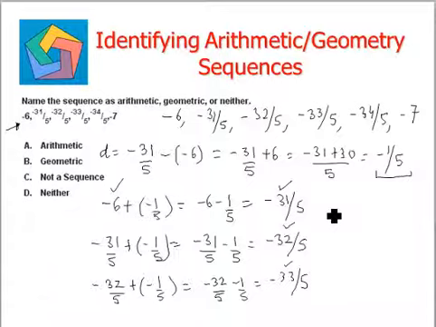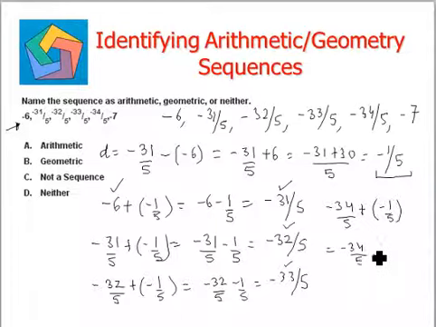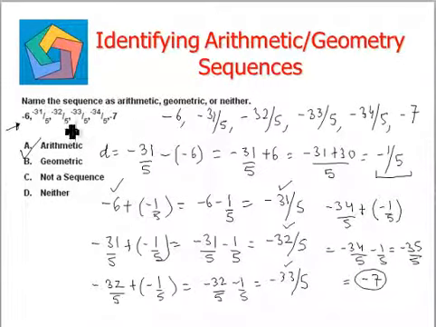We have negative 34 by 5 plus negative 1/5. This is equal to negative 34 by 5 minus 1/5, which is equal to negative 35 by 5, and this is equal to negative 7. So this is also matching. So our series is an arithmetic one, because here the next term is obtained by adding the difference. So that means it's an arithmetic sequence.